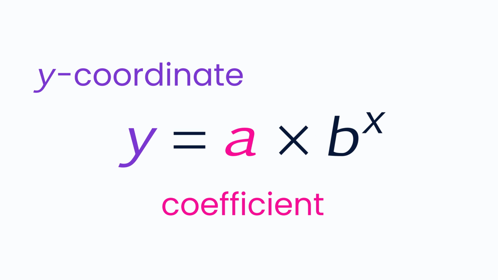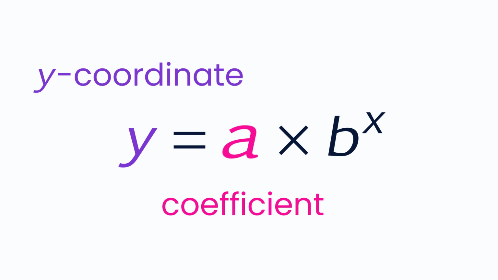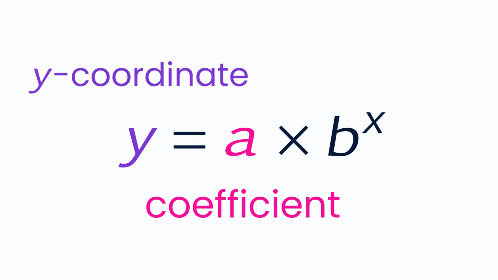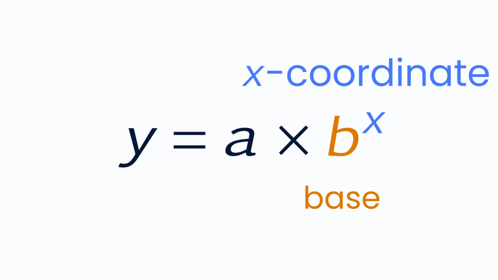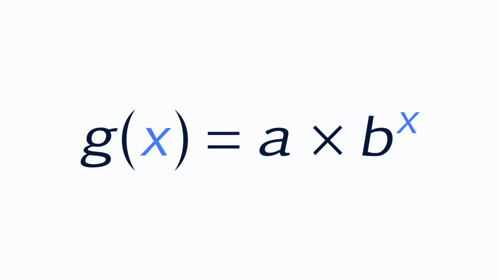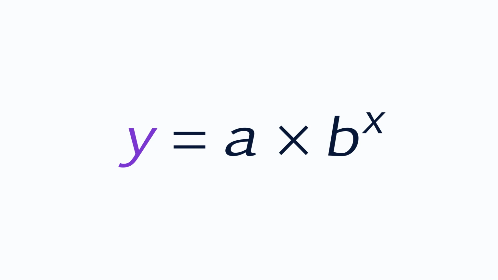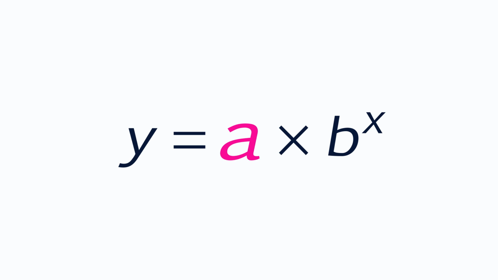Let's talk about this equation first. Here, y is the y-coordinate of your point. A is the coefficient you're looking for. B is the base. X is the x-coordinate of your point. You can look at it as an exponential function a times b to the power of x, where instead of g of x, you write y. Since this is the general form of an exponential function, you can use it to find a.